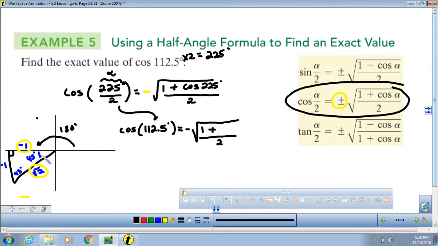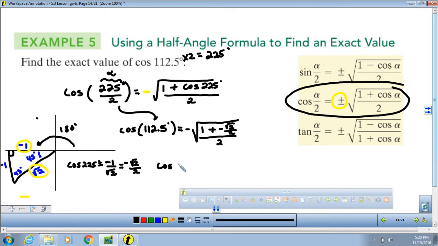So cosine will be x divided by r, which is 1 divided by the square root of 2. So the cosine of 225 will be negative 1 divided by the square root of 2, which if I rationalize it, is negative square root of 2 over 2. Just multiply the square root of 2 on the numerator and denominator. This is what we get. So that would be 1 plus negative square root of 2 over 2.